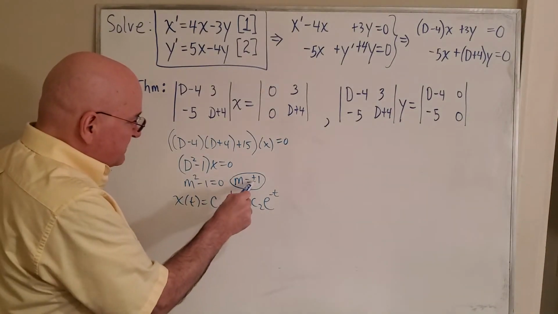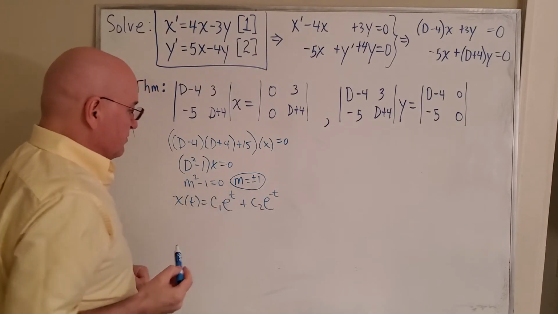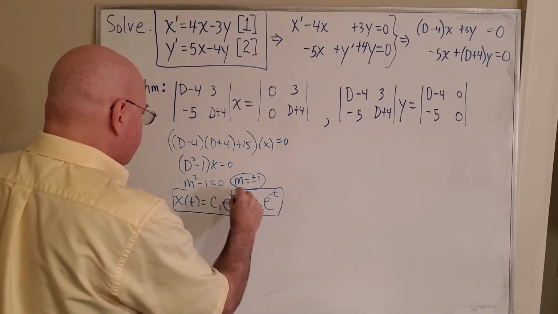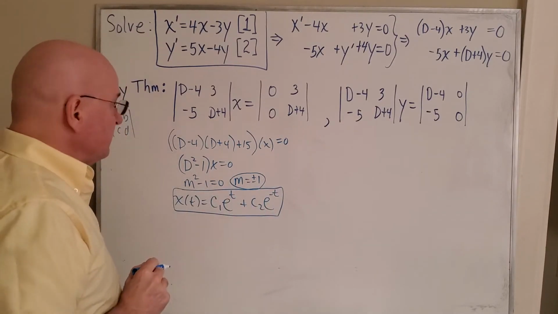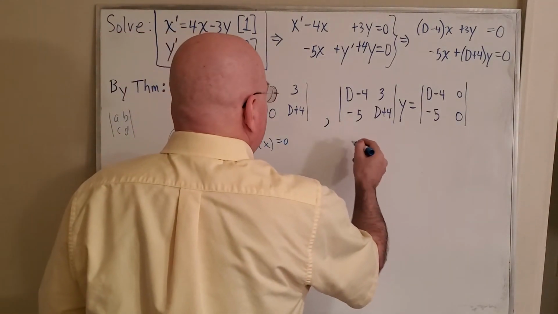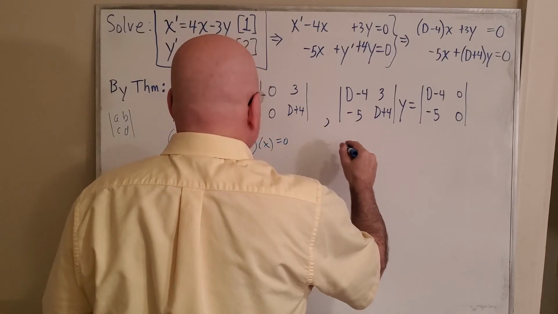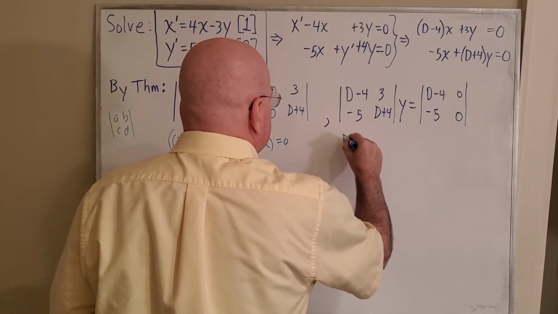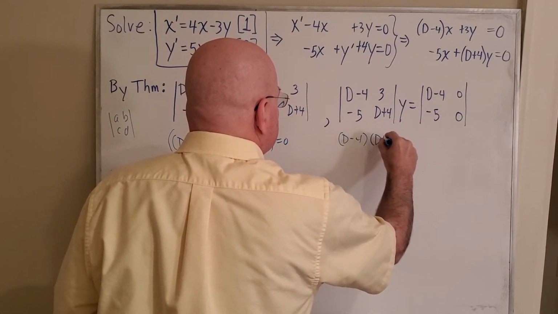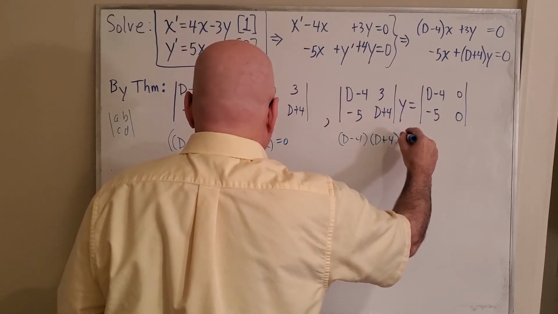And the plus and minus 1 are the coefficients of the t. Here's the plus 1t and here's the minus 1t. So I'm going to go ahead and circle that, or put a box around it. Now let's proceed with the second one. We're going to get D minus 4. Actually, it's going to be exactly the same, isn't it? D minus 4, D plus 4, minus a negative 15, which is plus 15.